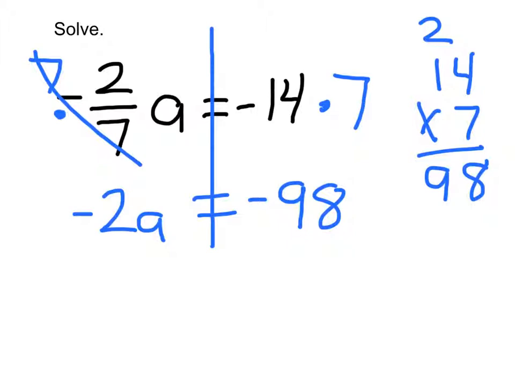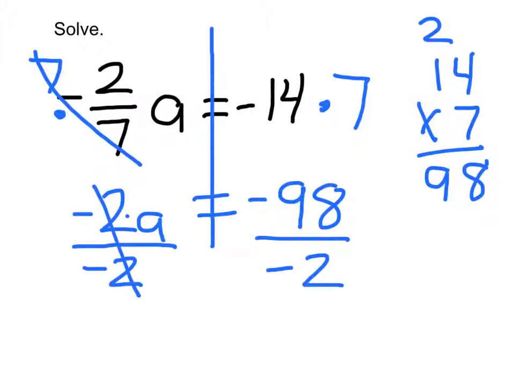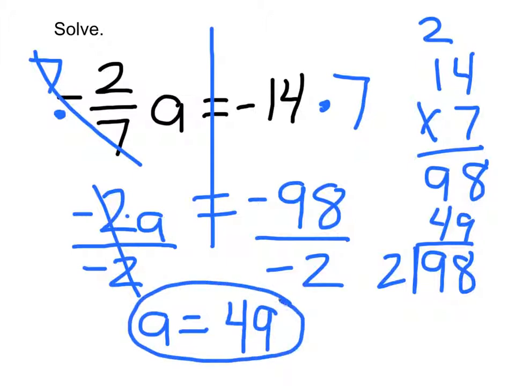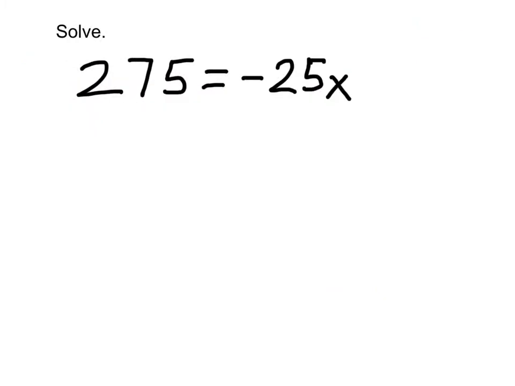Now to get this a alone, that's multiplying over here, so I'm going to divide by negative 2, divide by negative 2, and I'm left with a equals 98 divided by 2 is 49. And then a negative divided by a negative is a positive, so I have a equals 49.